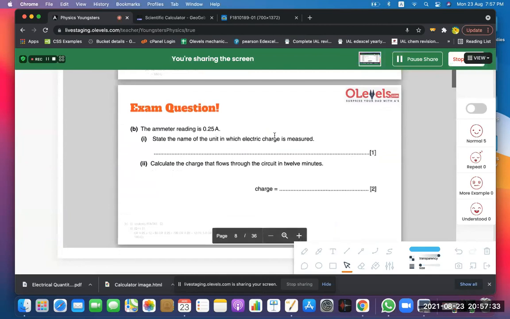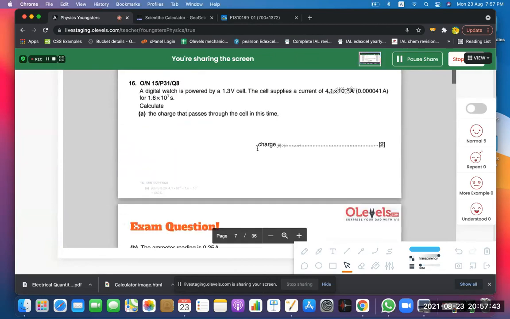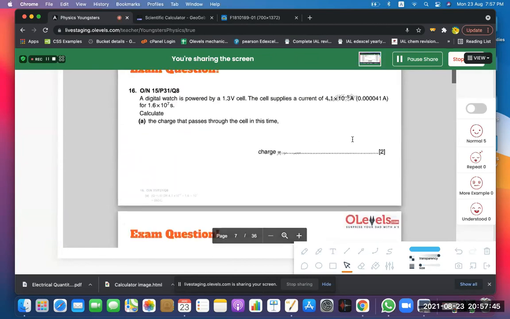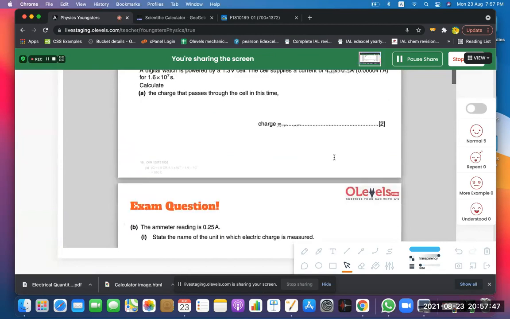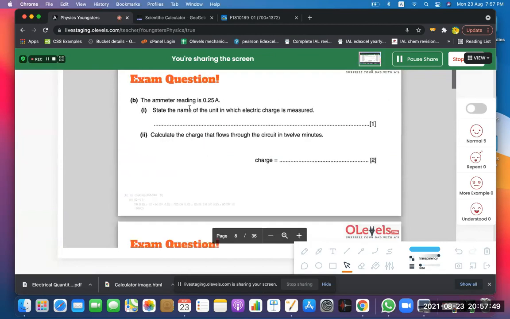This is exam. No, I just told you the unit of charge. Like the unit of current is amperes. What's the unit of charge? We just did this here. We wrote the unit as well. Now here it's saying name. Name means you will have to write in words. You do not have to write the symbol. You have to write the words.